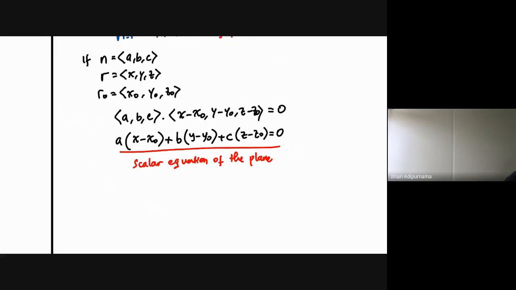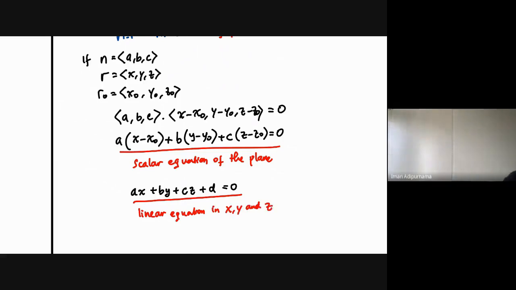And sometimes, if you are calculating with some constants, some points, you will also get a result similar to this. This is a linear equation in x, y, and z. So it is a linear equation in terms of 3 dimensions. It's called a linear equation.